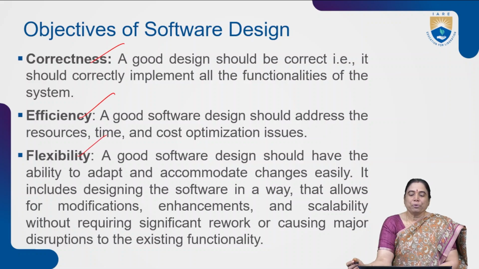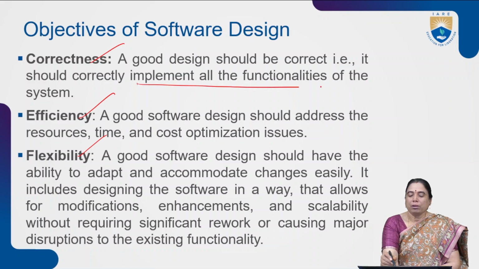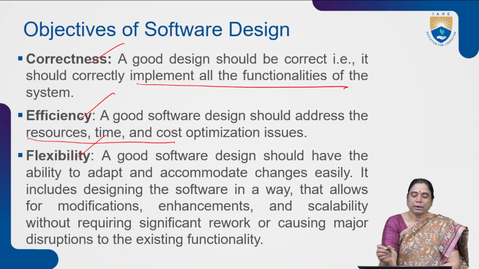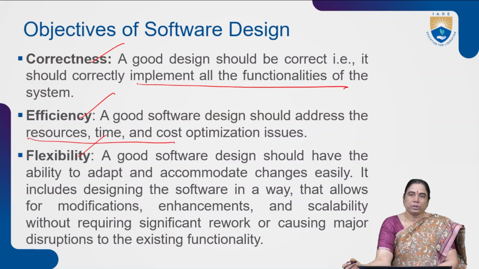Correctness: a good design should be correct. It should correctly implement all functionalities of the system. Different stakeholders are interacting with the system. The software design provides accessible APIs for implementing all features or functionalities of the software to be developed. Efficiency: a good software design should address the resources, time and cost optimization issues.